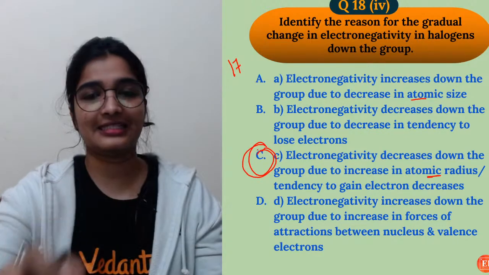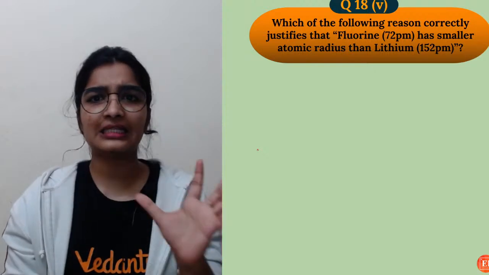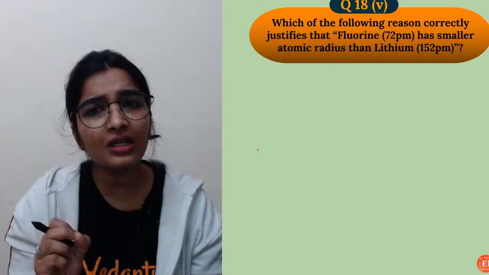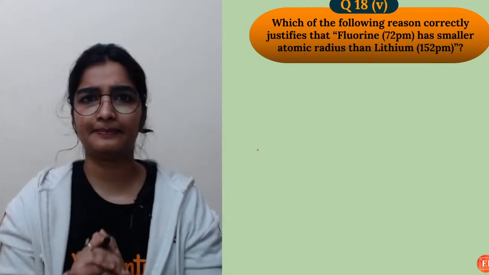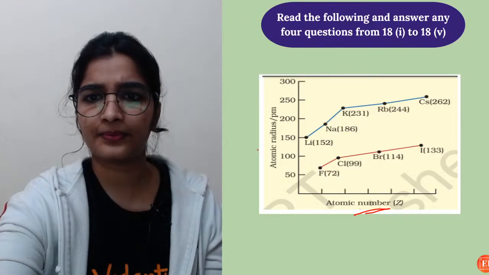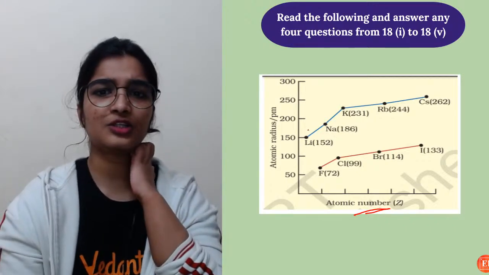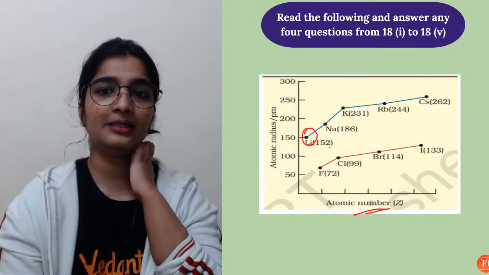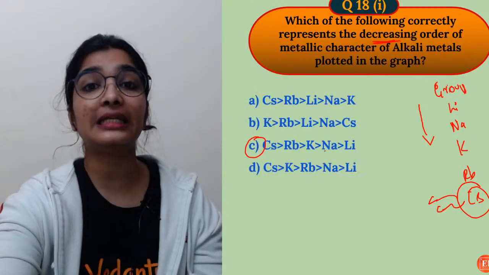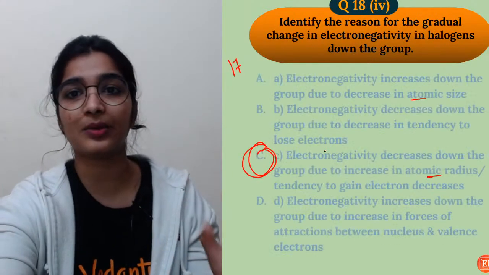Very good. Yes, Sudarshan. Which of the following reasons correctly justifies that fluorine has smaller atomic radius than lithium? We saw the graph, right? I'll show it to you again. This is the graph. You can see the atomic size: lithium is 152 and fluorine is 72. But what is the reason? How can you justify the atomic radii is the question.